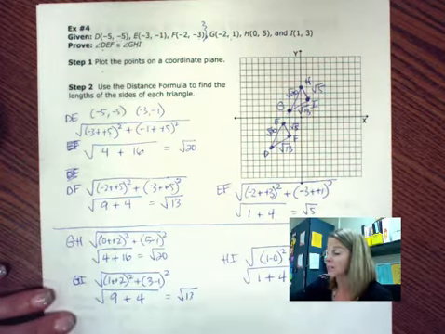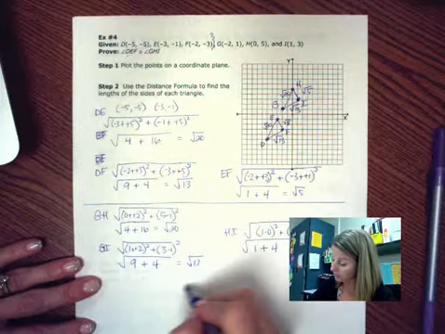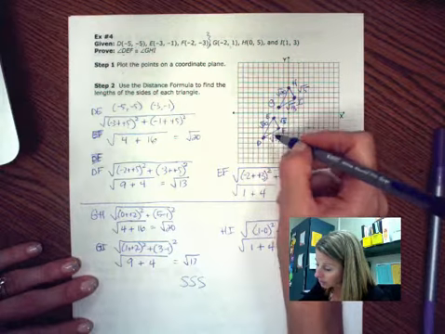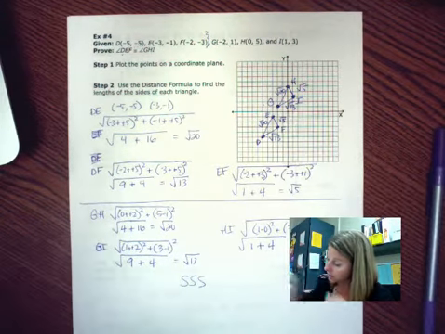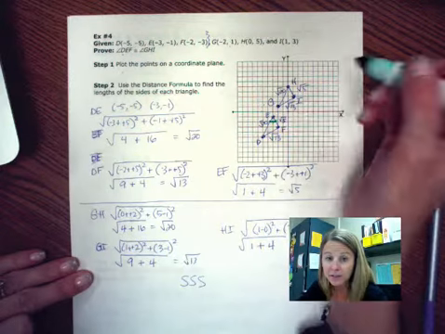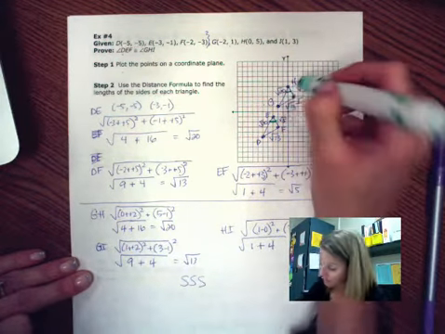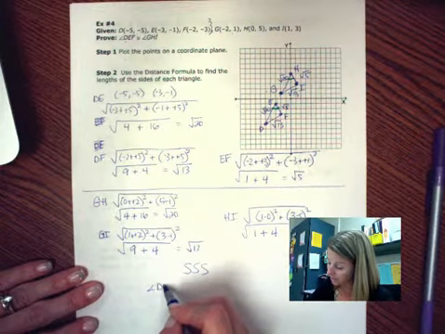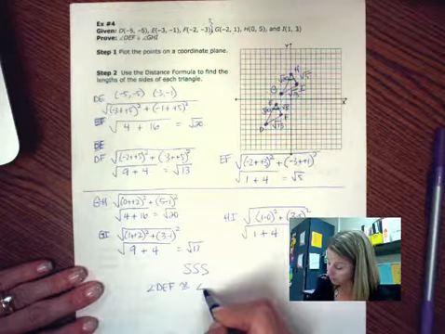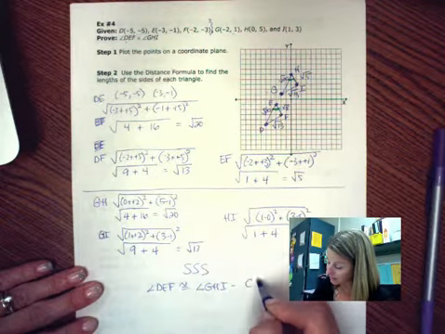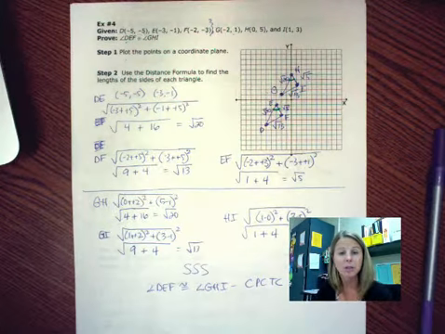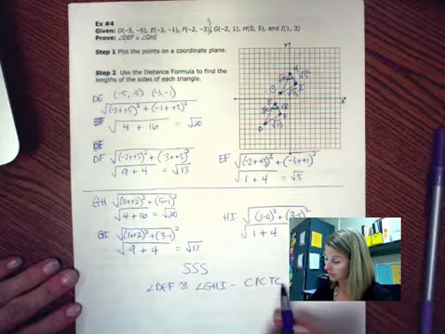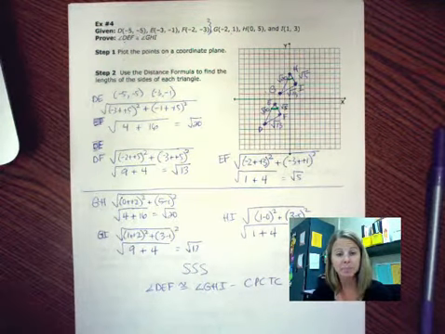All right, so I have just proven that these two triangles are congruent by SSS. So the question is, how do I know that angle DEF, this angle right here, is congruent to this angle? If my triangles are congruent, then I know that angle DEF is congruent to angle GHI by CPCTC. Corresponding parts of congruent triangles are congruent. So I have got to show the triangles are congruent first, and then I can apply this. Okay, and that wraps up this section.